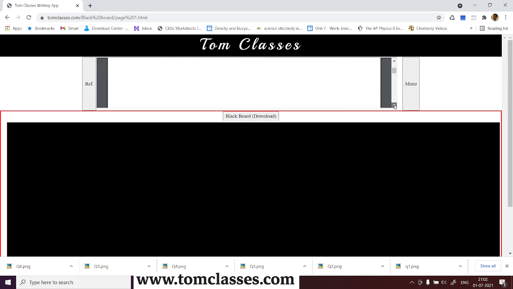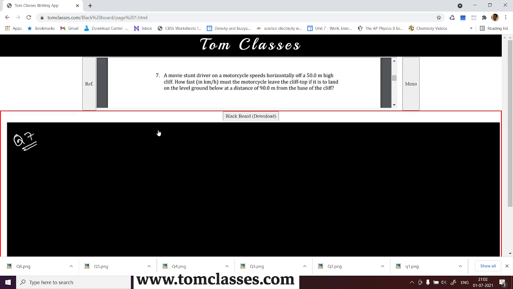Okay, now let's look at question number 7. What do we have? A movie stunt diver, right? So let's say this is question number 7. A movie stunt diver on a motorcycle speeds horizontally off a 50-meter high cliff. So there is a cliff, and the cliff is 50 meters high. That is what is given to us.